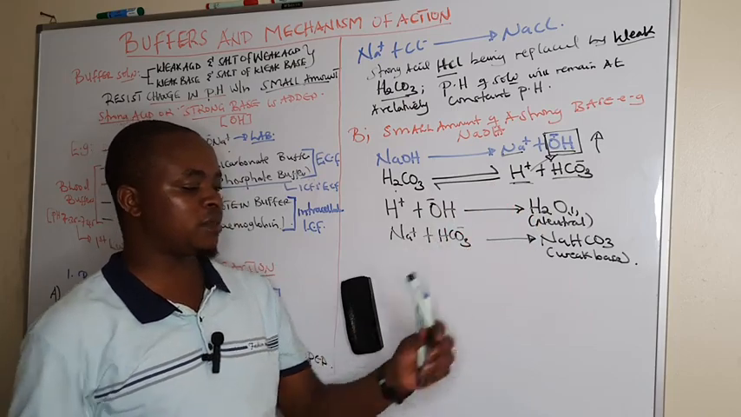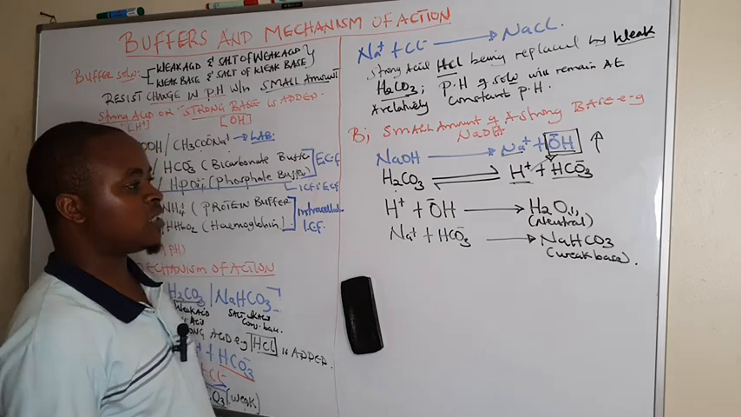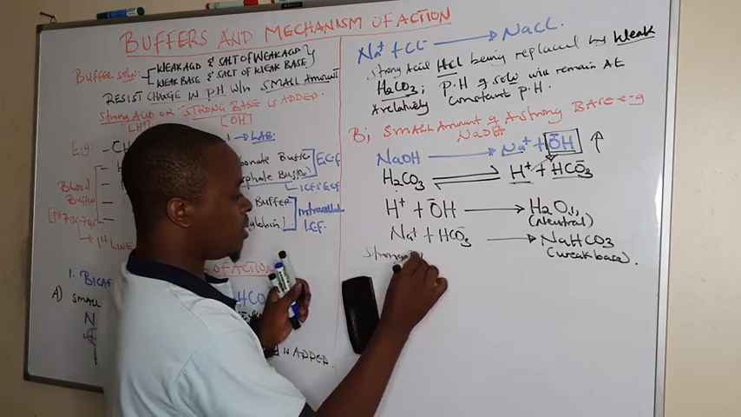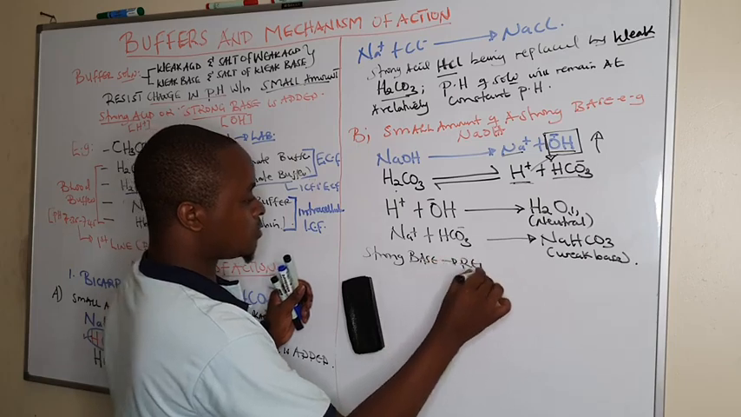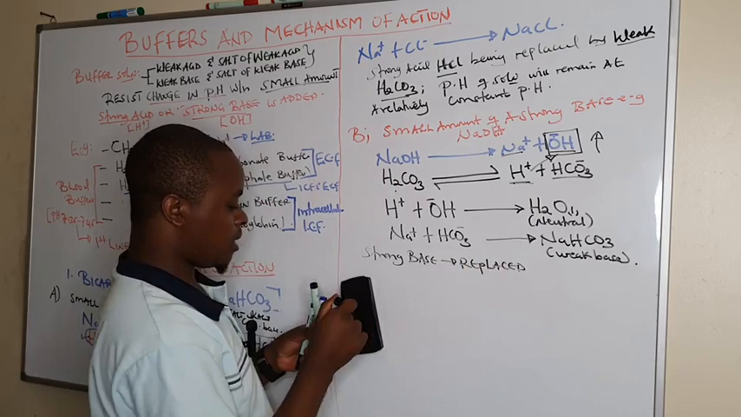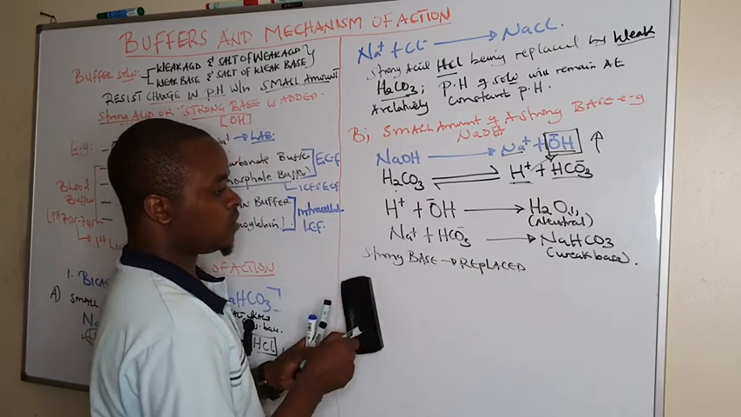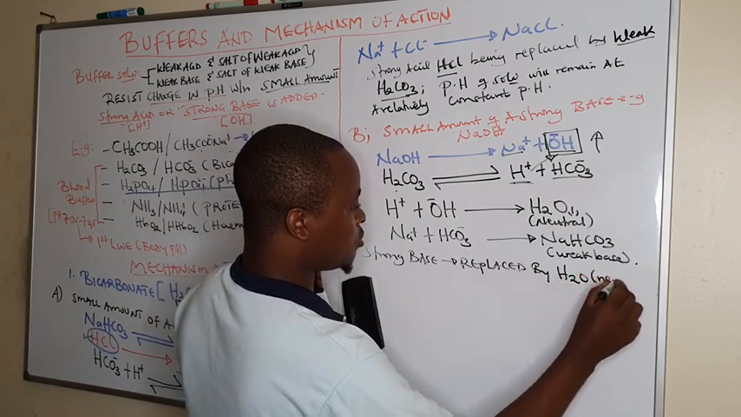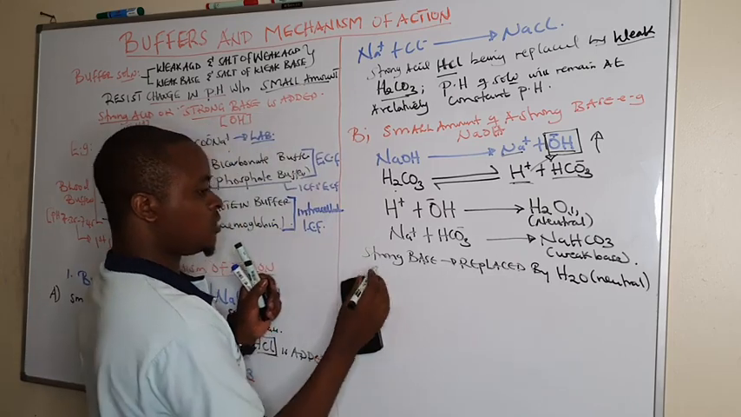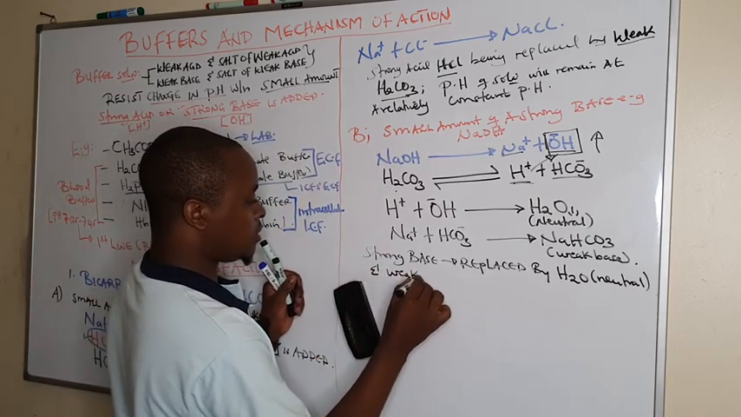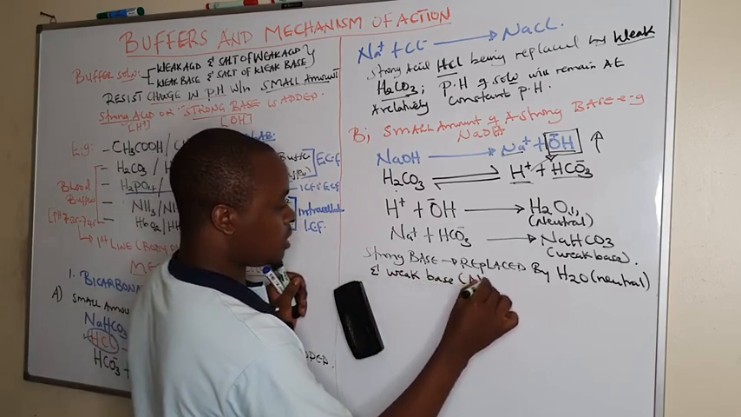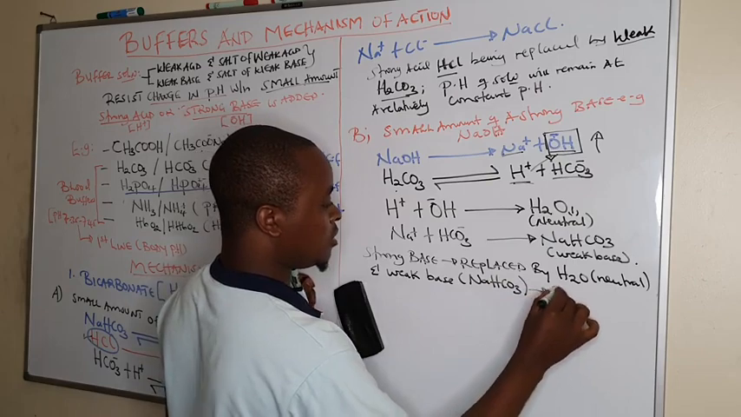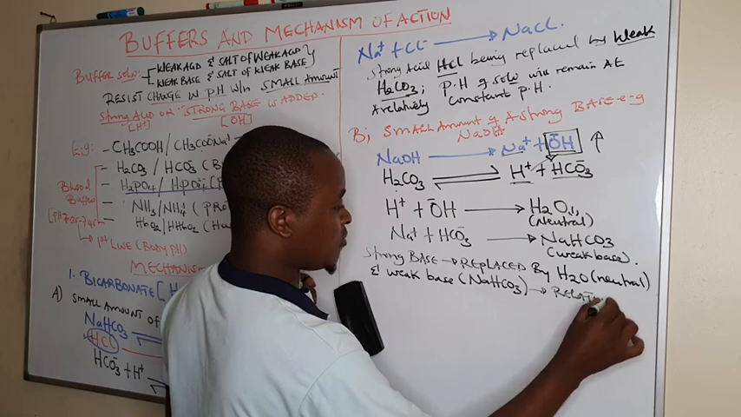So from this equation or illustration, we can easily see that after adding a strong base, this buffer is kept at a relatively constant pH due to replacement, whereby the strong base which was added is replaced by water, which is neutral, hence will not change the pH, and the weak acid and the weak base, sodium hydrogen carbonate, will help us to maintain the pH at a relatively constant level.